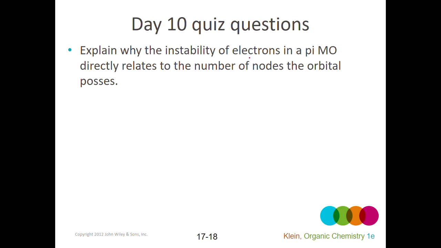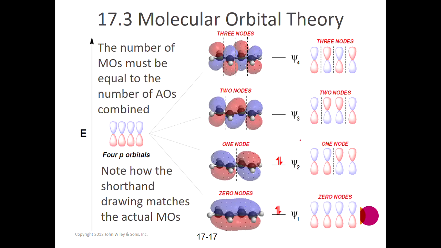Explain why the instability of electrons in a pi molecular orbital directly relates to the number of nodes. Right, so we pretty much did that. I'm not going to go through it in as much detail as we just did, but just to reiterate a little bit, fewer nodes means more constructive interference, more areas between the nuclei where the electrons can exist. More nodes results from more destructive interference, which means there's no electron density in the areas where the electrons really are most stable, which is between the nuclei.